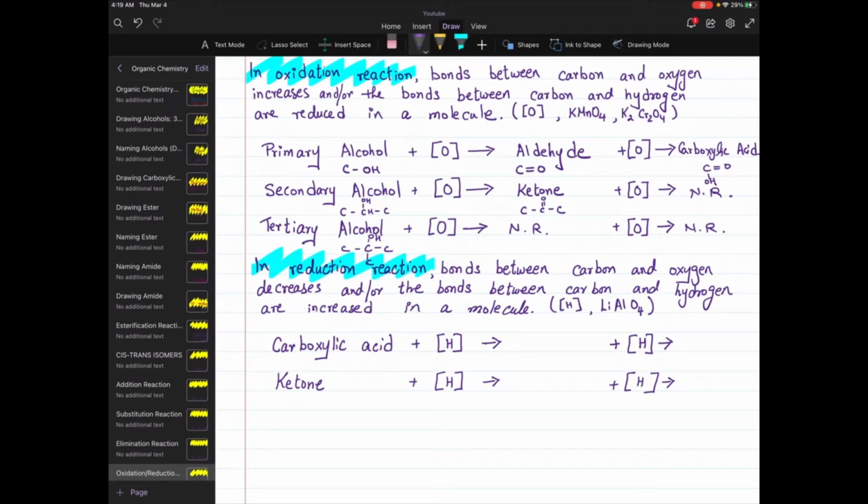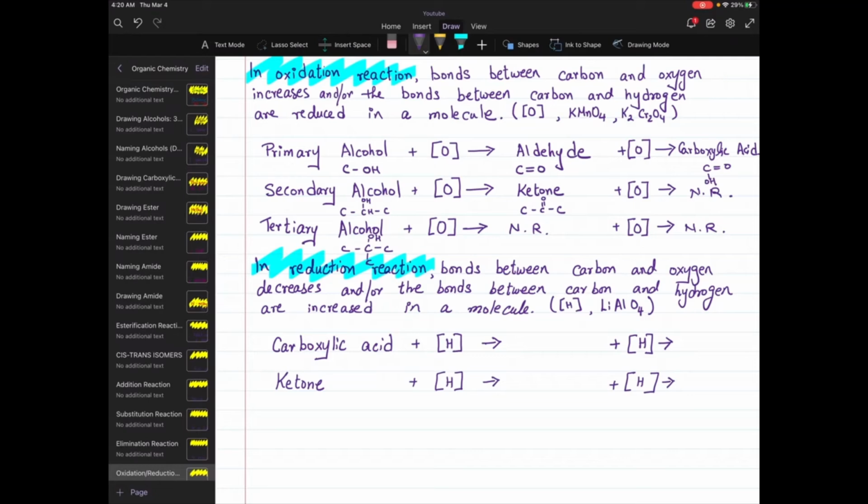Common reducing agents are, again, you will see them represented with a square bracket and H in the middle, or LiAlH4. These are the commonly used reducing agents, and if you see them on the left hand side of the equation, they mean this reaction is going to undergo a reduction reaction. All right. Now, as I said, the reduction reaction is very similar to the oxidation reaction, in the opposite way.